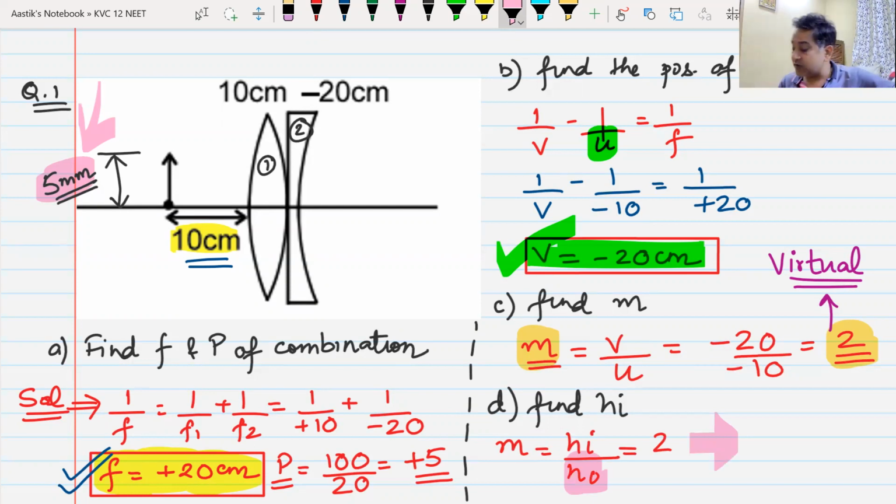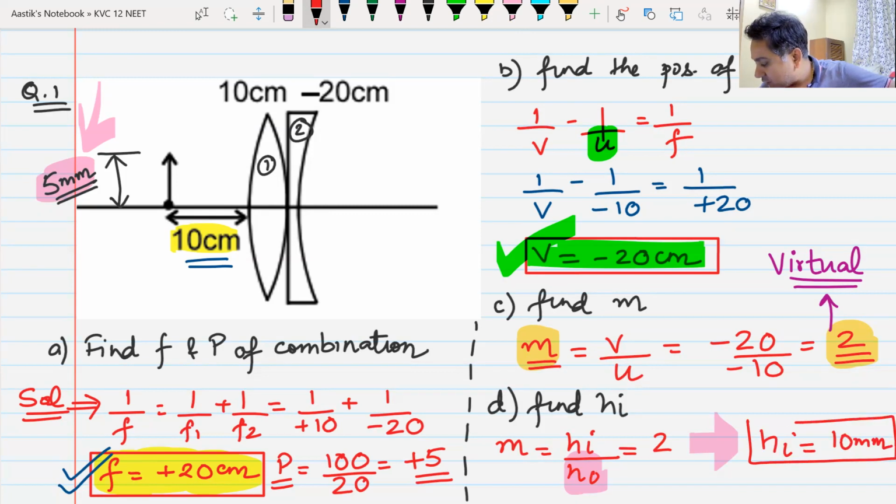It is a very simple calculation. Height of the image will be 2 times the height of the object. And I will end up with height of the image equal to 2 multiplied by 5, and that would be equal to 10 mm. These are the questions that can come for this particular type. Do we understand this?